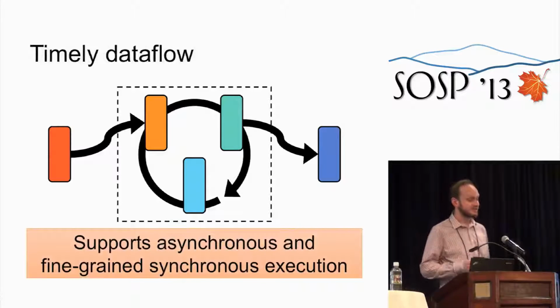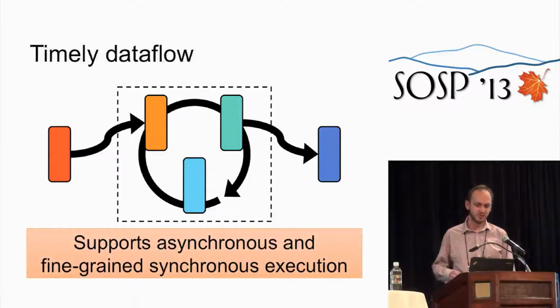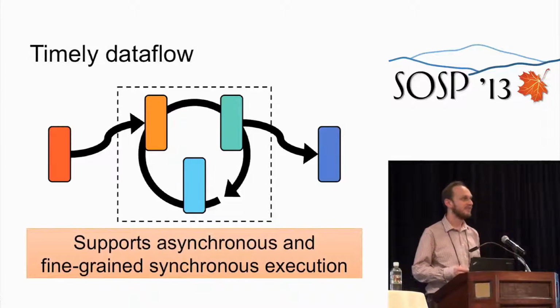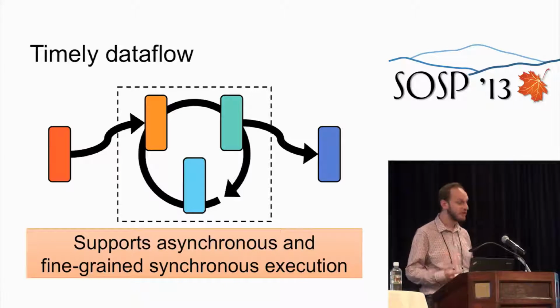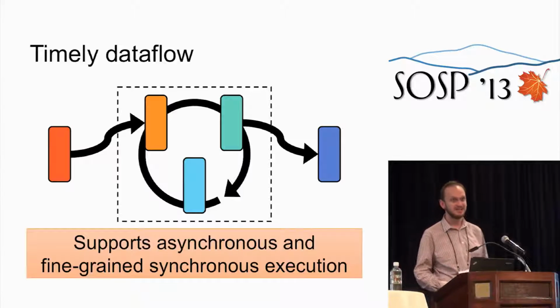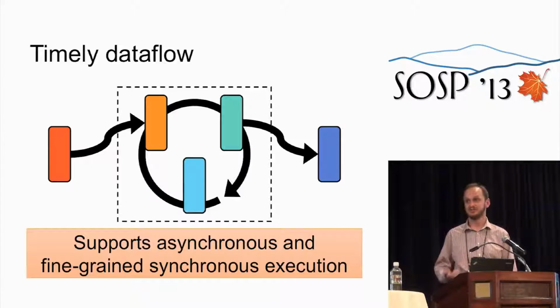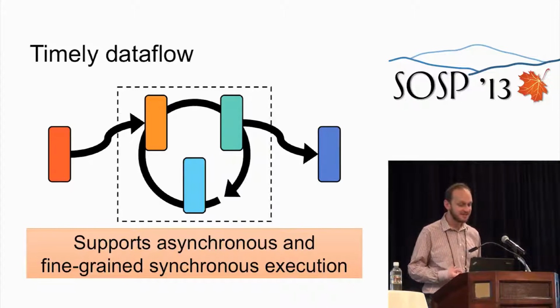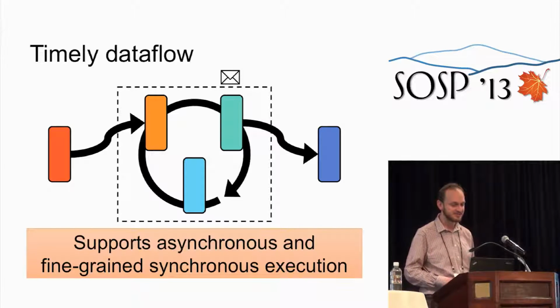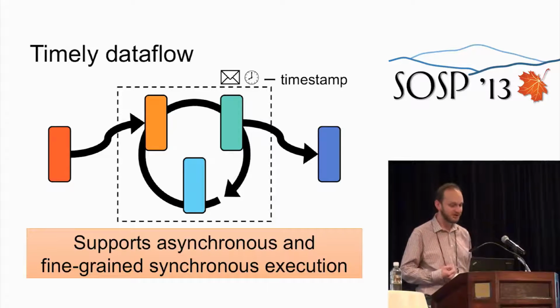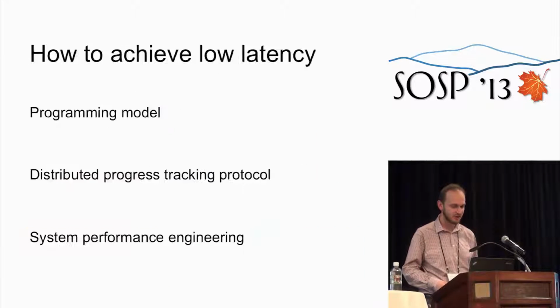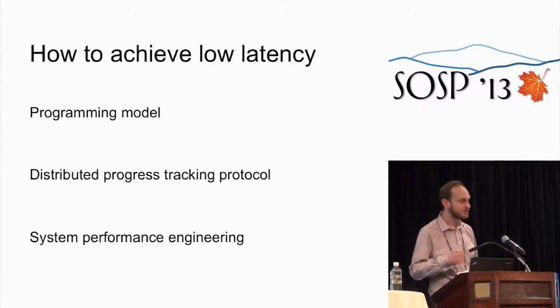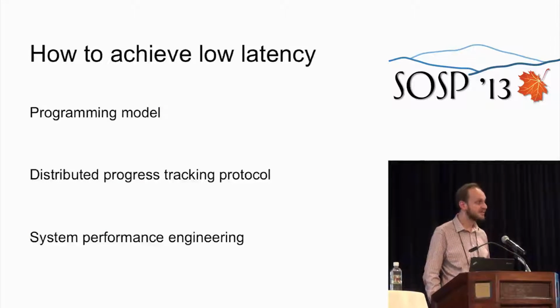The aim of timely dataflow is to reconcile these two models. So whenever it's possible, the vertices can run asynchronously without any coordination. But when it's necessary, vertices can synchronize to produce consistent results and simulate batch execution. The main idea, and the reason for the name, is that every message in the system has a logical timestamp, and this can be used to track progress in the system, as I'll show in the rest of the talk. So I'll spend the bulk of the talk talking about how we achieve low latency, and start off with the timely dataflow programming model.